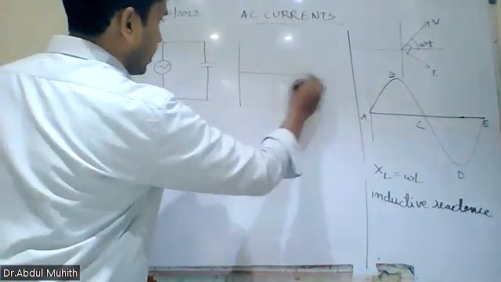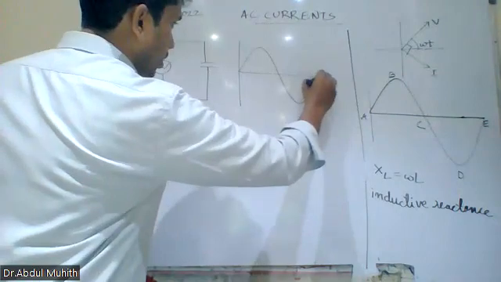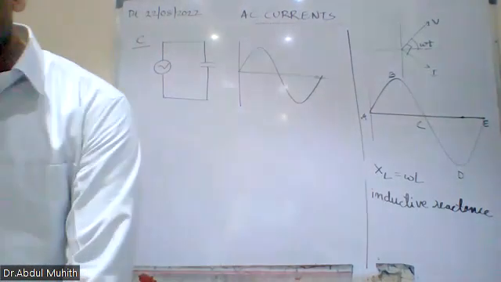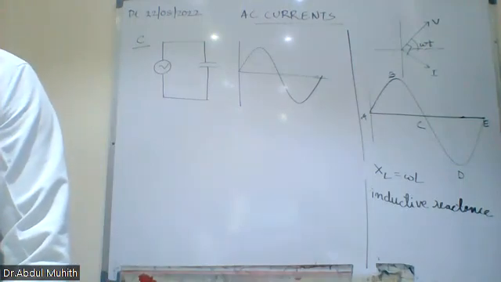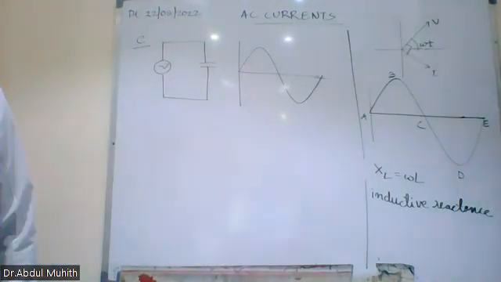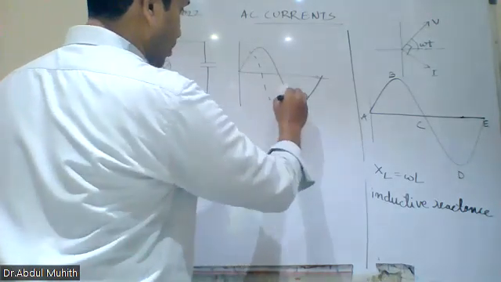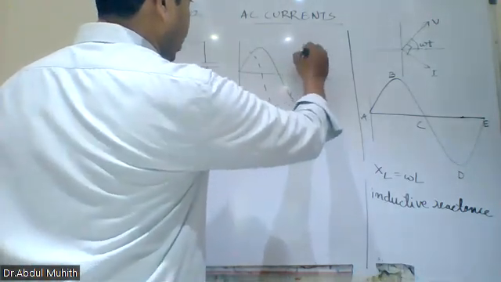Now we will draw the cycle first. This is the voltage cycle, and this is V. And what happens to I? The current in the capacitor will become maximum in the beginning. It comes down like this.